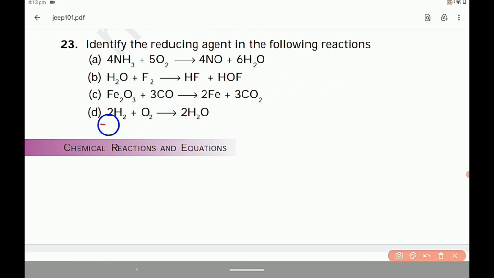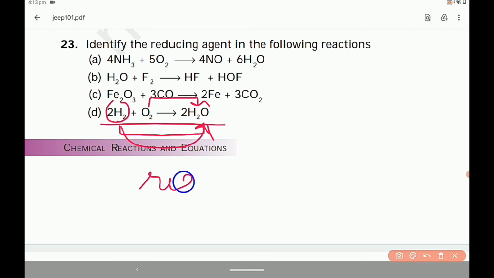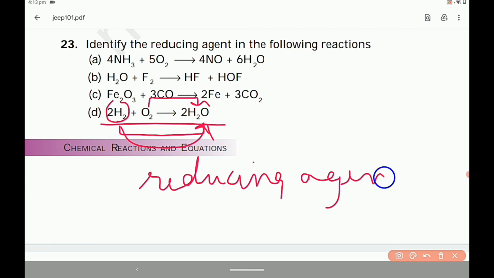And over here, hydrogen is gaining oxygen. You can look in that way. Because hydrogen is the one that is gaining oxygen, it's undergoing oxidation. So this is the reducing agent. Reducing agent is hydrogen. Okay, moving on.